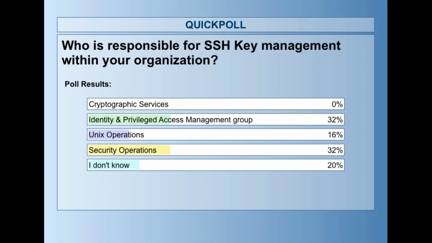There you go, Fouad and Ed. Thank you. This is very interesting because 0% on cryptographic services. I used to see a lot more than that, so that's an interesting trend. But the breakout is very similar to what we usually see. A lot of I don't knows. It should be security, it should be Unix ops, it should be the identity and privileged access management groups. In my opinion, it's all the above. However your current accounts and credentials are being managed, governed, and controlled, from creation through destruction lifecycle, SSH keys should be treated the same way.